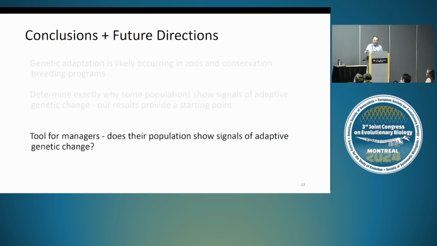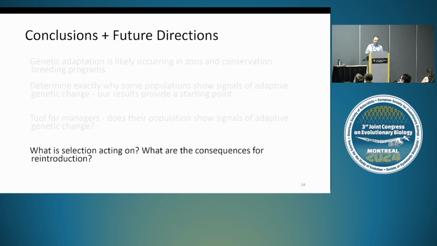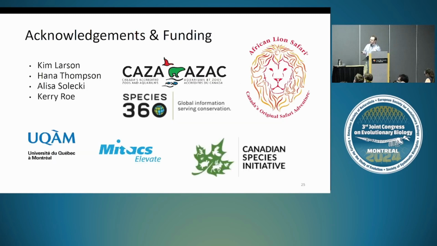Potentially, in the future, a tool for managers: does their particular population show signals of adaptive genetic change that they're working on? And I think there's lots of open questions, so my results don't tell us what selection might be acting on, right? It just tells us that it could be one trait that's heavily selected for, or many, many traits that are all changing a very small amount. And then trying to figure out what the consequences are for reintroduction. Is this having a big impact on our ability to reintroduce species?